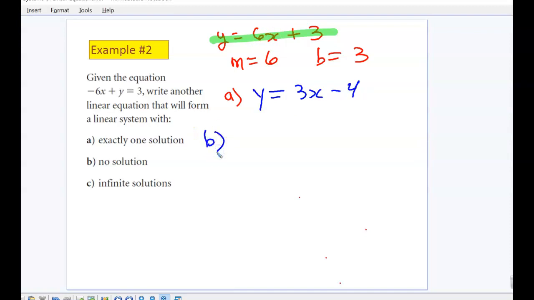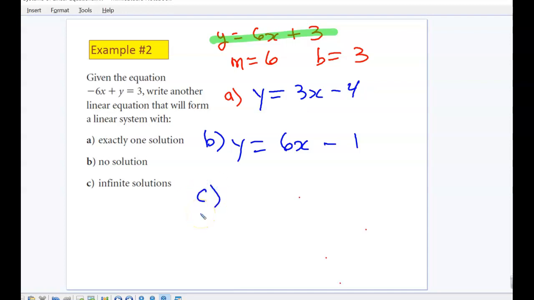Okay, in part B, I want to have a linear system with 6x plus 3 and another equation that have no solutions. So in that particular case, our slopes have to be the same, but our y-intercepts have to be different. So this equation here, 6x minus 1, and the original 6x plus 3, those would have no solution.